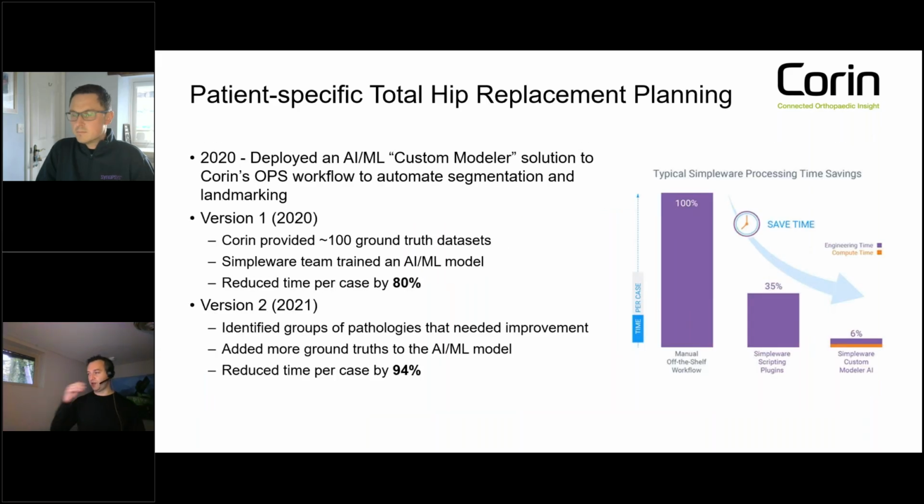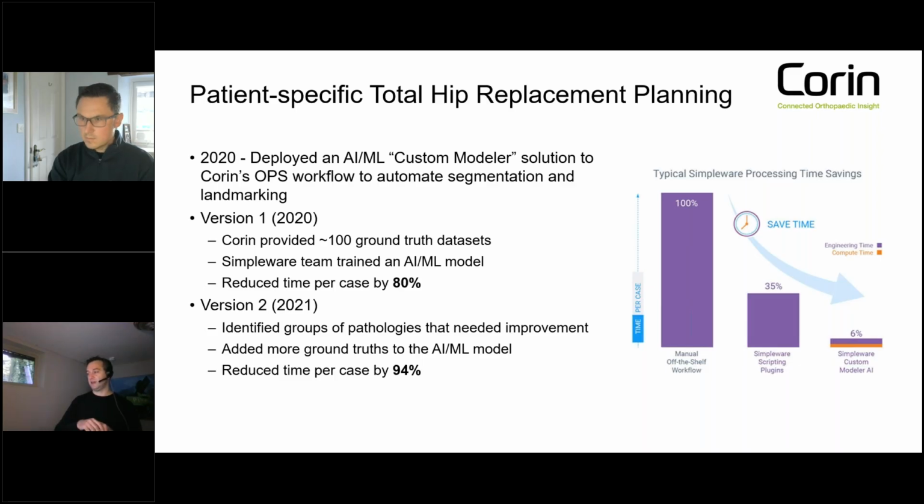And then just to show you how we deployed it real quick, we deployed the AI ML custom modeler solution to their workflow to automate it. In version 1, we had about 100 ground truth data sets, and we were able to reduce their time by about 80%. And then in version 2, when they realized there's other data that's coming across their plate, we pulled that in and we retrained it, and we were able to bring it down by 94%.